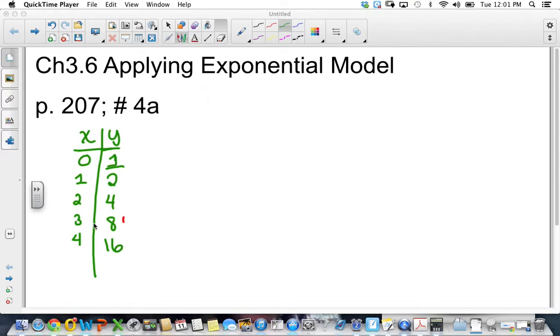So we created a table of values, and each one of these x's represents a 30-minute increment. So 0 was 9 a.m., 9:30, 10, etc. And these are the number of people, y.